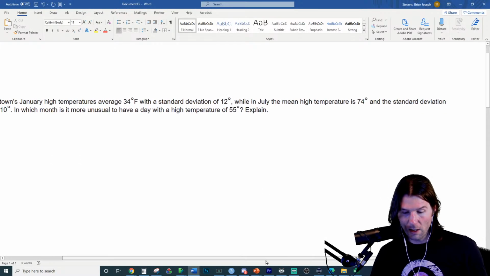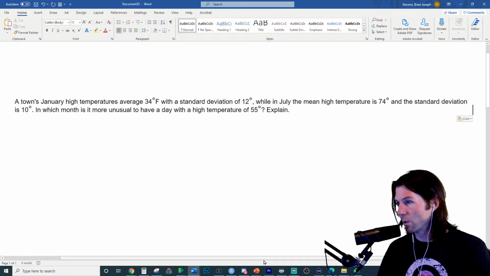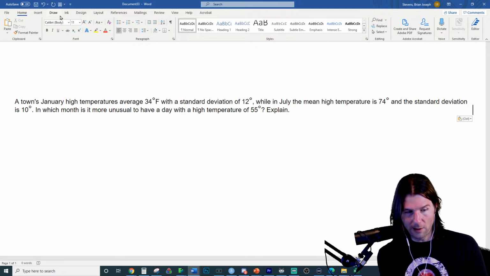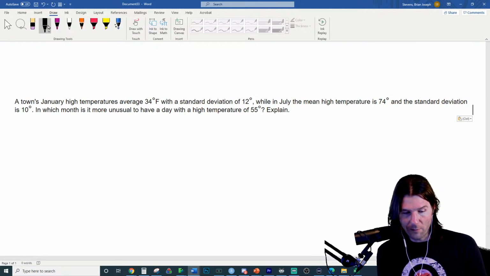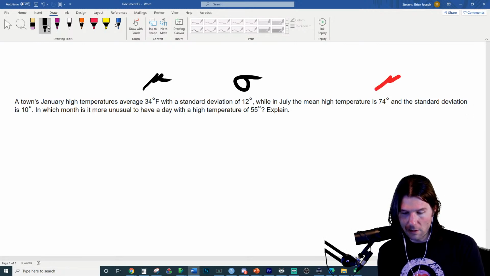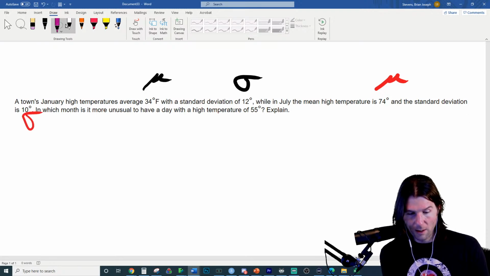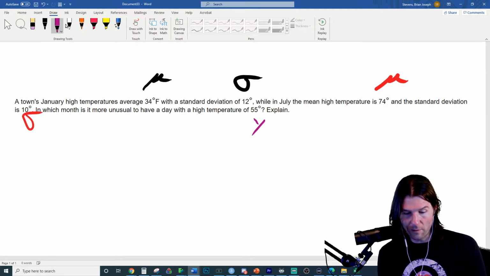To standardize this information, we're going to turn them both. You can just say the first letter of it. I'll know what you're talking about. A town's January temperature is this. Let's write this information down in notation format. We have right here, this is the mean. This is the standard deviation. This is the mean. Sure, yeah, color change pen. Standard deviation. And then this is the observed value.